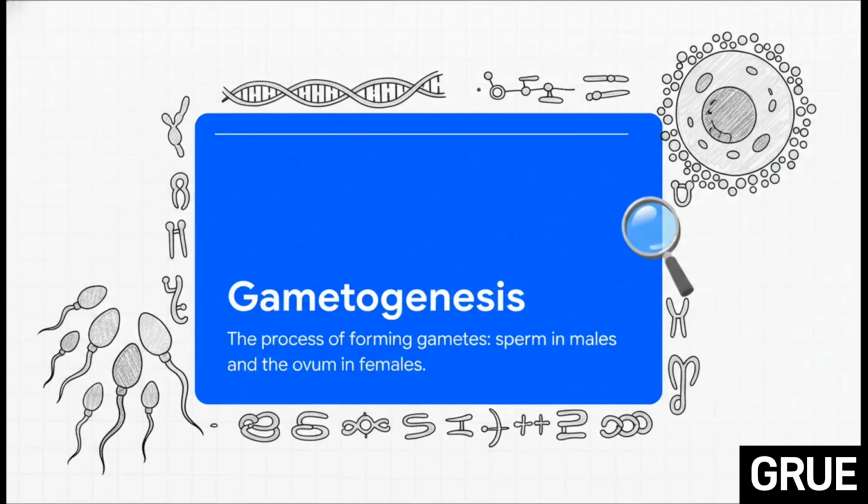First up, step 1, gametogenesis. I know it sounds super scientific, but if you just break down the word, it's pretty simple. Gamete means the sex cells, the sperm and egg, and genesis just means creation. So this is literally just the biological process where the body creates the sperm and the ovum. It's getting our 2 essential players ready for the journey.